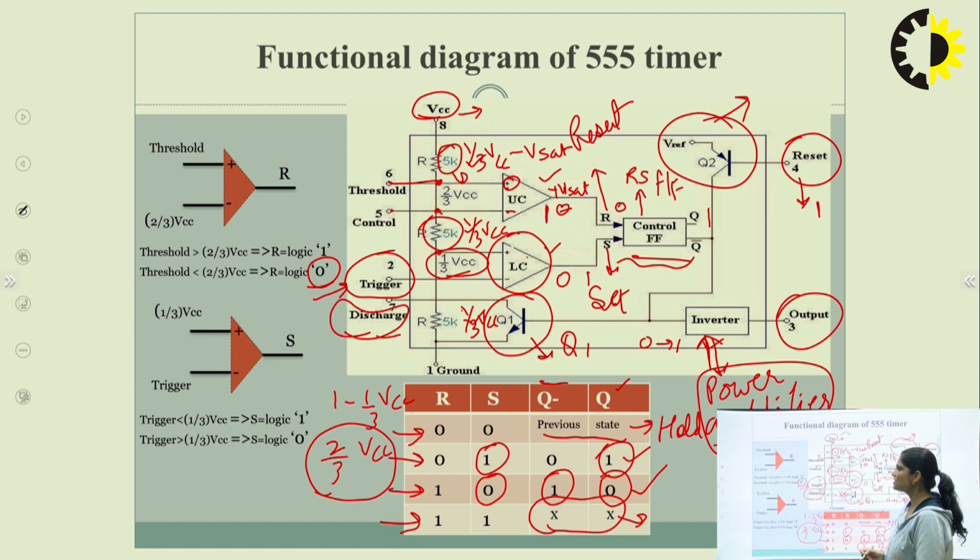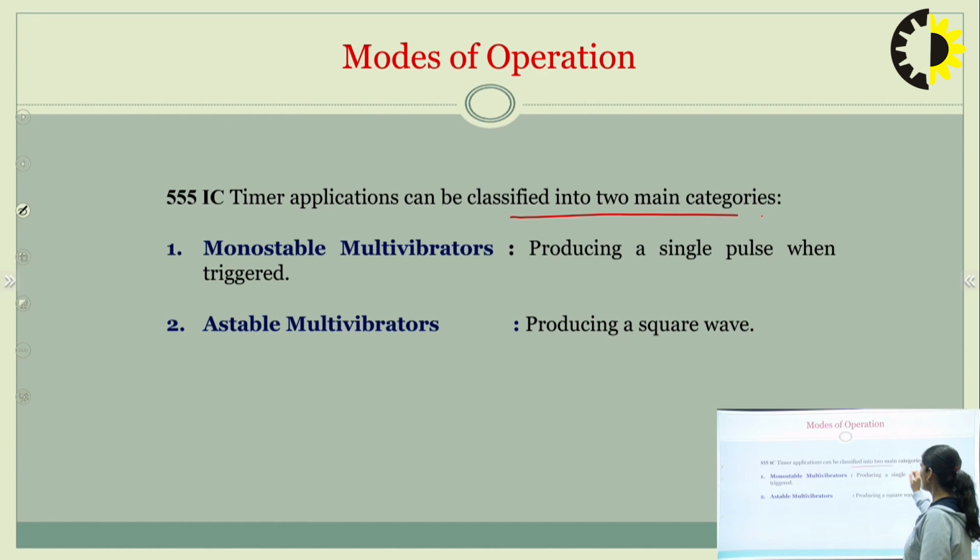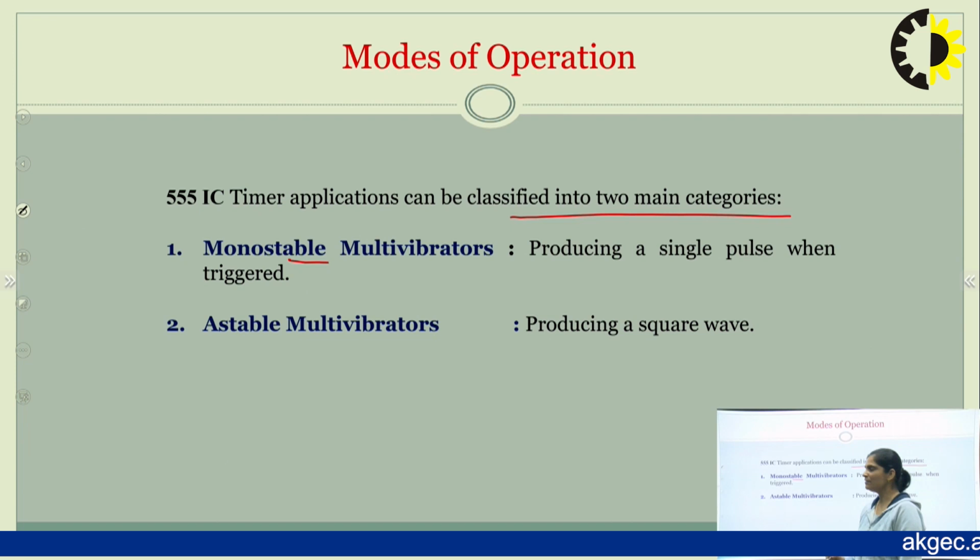We will discuss later the applications of the 555 timer IC. That is, the first one is the monostable multivibrator. So the applications of the 555 timer IC are in two main categories. The first one is the monostable multivibrator, which produces a single pulse when triggered.